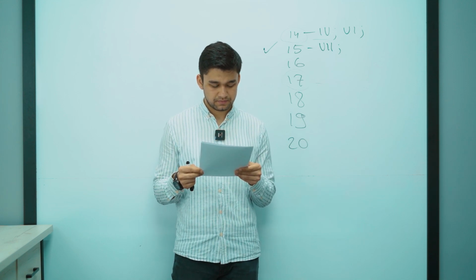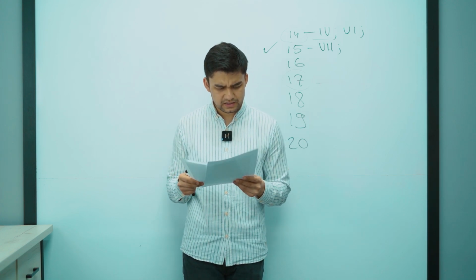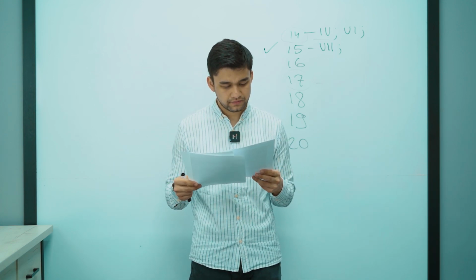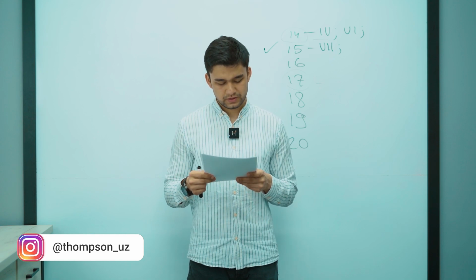Let's look at B. There is disagreement concerning the length of his reign. Of course, there wasn't certainty. It means there is disagreement concerning the length of his reign. Some scholars think that he reigned for 19 years, but others disagree because he has done a lot of things. So you found one answer, which is B, from 25 to 26.